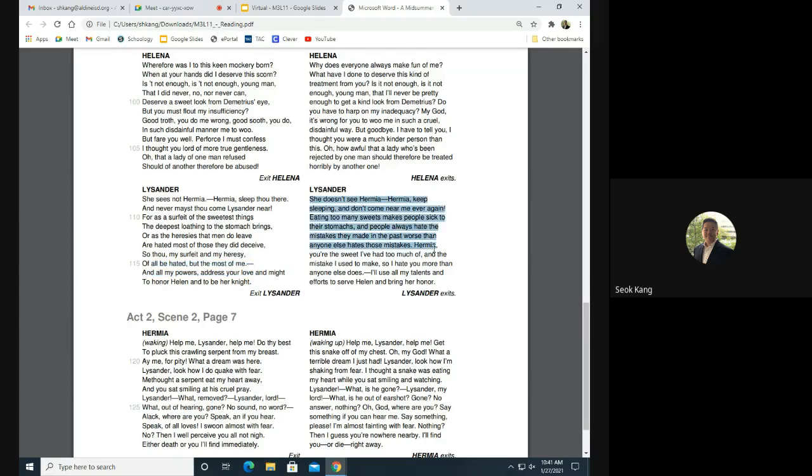So he basically compares loving Hermia to eating too many sweets, eating too much candy, right? What happens to y'all whenever you eat too much candy and sweets? How do y'all feel after? Tired, hyper. What about maybe two hours after you eat all the candy? Does your stomach feel good, or are you feeling a little bit bad?